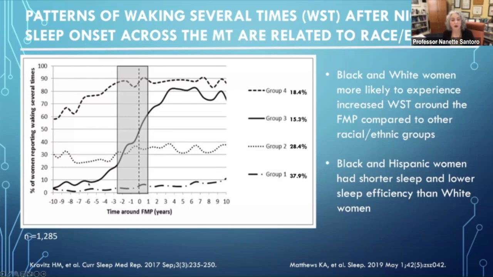The women who were doing very well before the final menstrual period and who really ramp up, along with those who always have poor sleep, seem to be related to race and ethnicity, as well as to other health outcomes such as metabolic syndrome and weight gain. Black and white women were more likely to experience this curve of increased waking after sleep compared to other racial and ethnic groups. But overall, Black and Hispanic women seem to have shorter sleep and lower sleep efficiency, and we know these things have consequences for later life health.